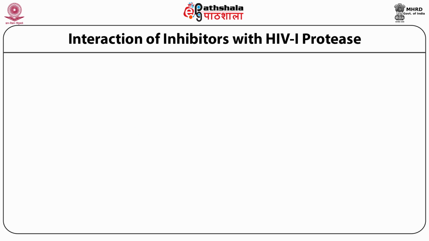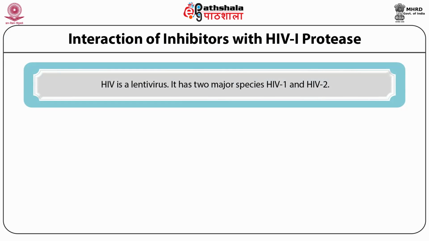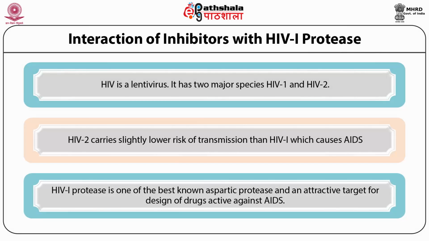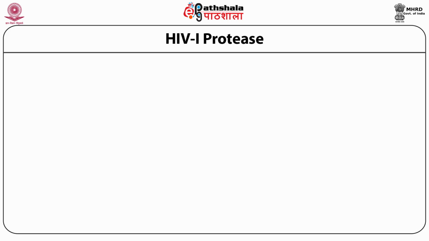Let us now see some specific examples of interaction of small molecules with proteins. The first example I want to give is HIV-1 protease. HIV is a lentivirus. It has two major species, HIV-1 and HIV-2. HIV-2 is not so important and carries a lower risk of transmission than HIV-1, which causes AIDS. And HIV-1 protease is one of the best known aspartic proteases and an attractive target for design of drugs active against AIDS. So design of HIV-1 protease inhibitors has been one of the greatest challenges for drug design. We show in this picture the structure of HIV-1 protease.